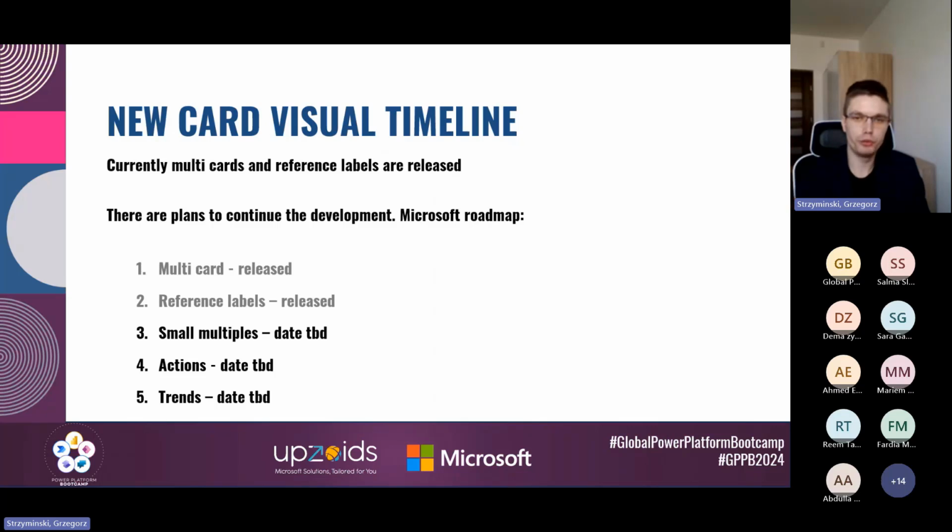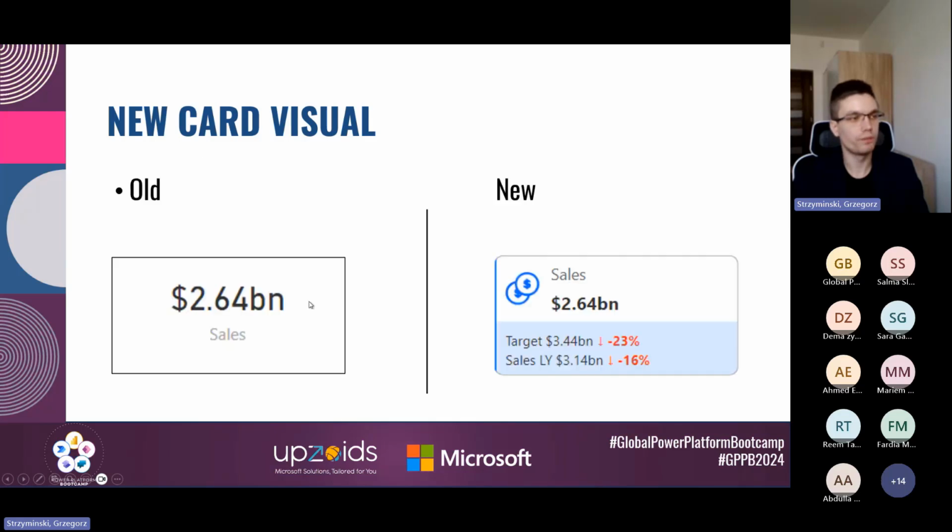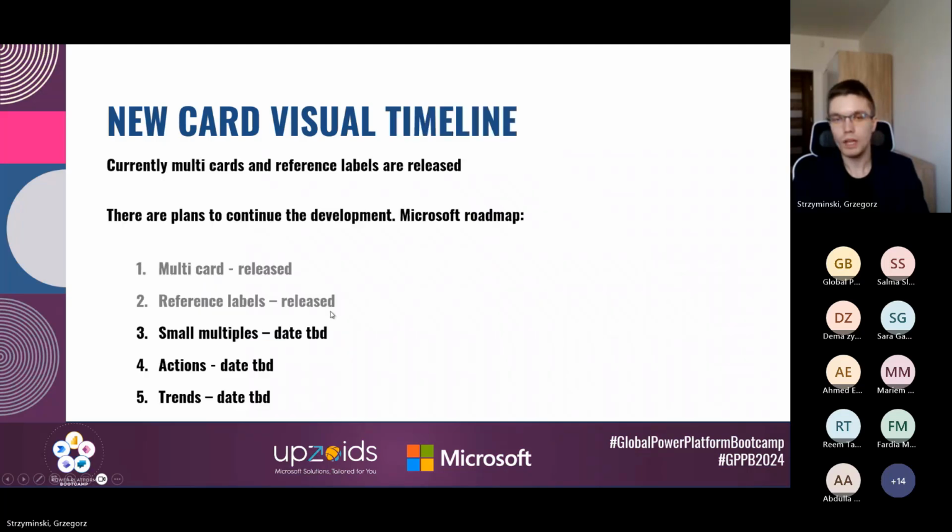So as this is a preview feature as well, just as the slicer visual, we have some roadmap from Microsoft of the development time. The times are, again, not published yet, but we have the multi-card released and we have the reference labels released as well. The reference labels are those here at the very bottom, this target and sales last year in this example. What Microsoft plans to do with this more? Well, they plan to add the small multiples, actions, and trends. We'll see how it goes. For now, we don't know when this will be released.